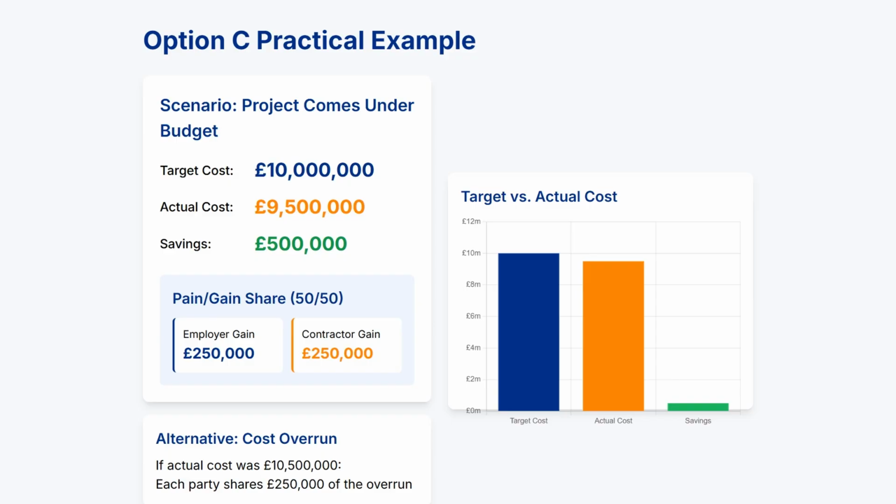Conversely, if the project had exceeded the target and cost £10.5 million, both parties would share the pain. The employer would pay £250,000 more than the target, and the contractor would absorb £250,000 of the overrun. This balanced approach to risk-sharing provides financial incentives for both parties to work together to minimize costs while maintaining quality. The pain/gain mechanism can be adjusted with different sharing percentages to reflect project-specific risk profiles.